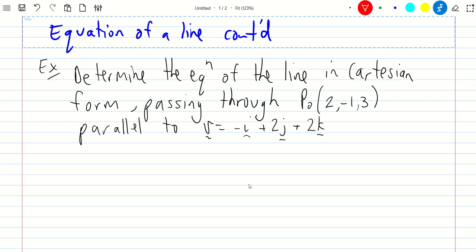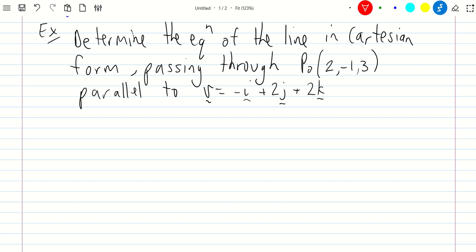G'day again. Last video I introduced what a 3D line looks like, what the equation of those looks like. Talked about what the vector equation looked like, what the parametric equation looked like, and the Cartesian form of that line. So today we'll try to make that a little bit more solid and go through a robust example. So let's have a look at this.